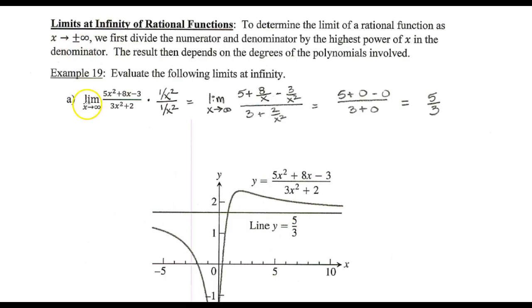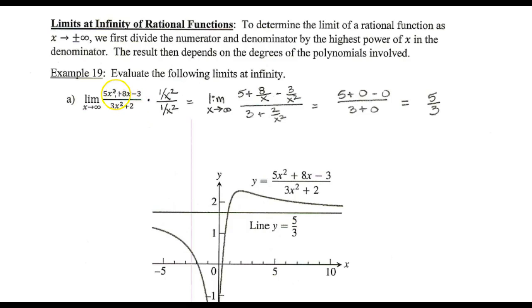And we want to take the limit as x approaches infinity. So either plus or minus infinity. In this first example, x approaches infinity. The way you handle limits of rational functions as x approaches infinity or minus infinity is you look for the highest power of x in either the numerator or the denominator.